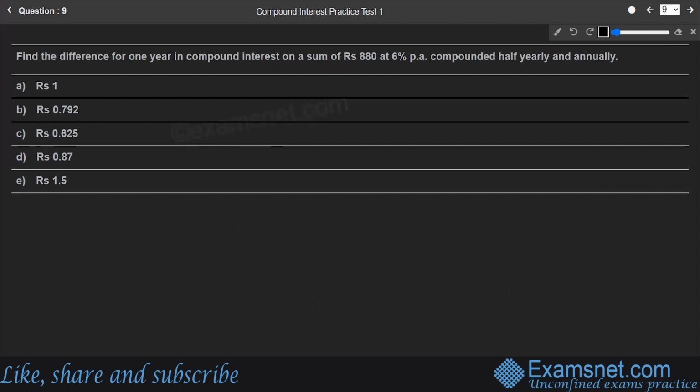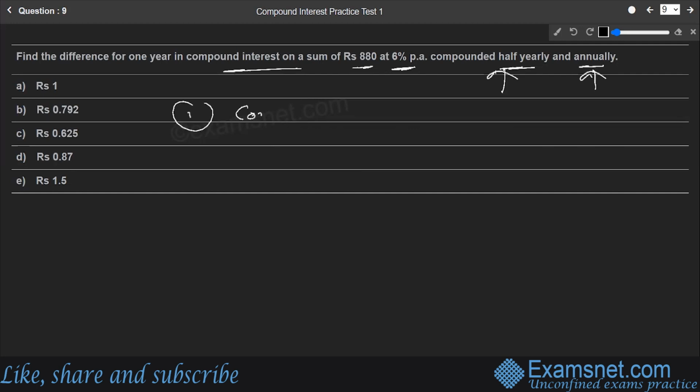Find the difference for 1 year in compound interest on a sum of rupees 880 at 6% per annum compounded half yearly and annually. So what they are asking is that we first find the compound interest compounded half yearly and compounded annually. Then we'll find the difference of both the schemes. In one scheme the interest is compounded half yearly. In another scheme the interest is compounded annually. We have to find both the compound interests and then the difference. So let us do it one by one.